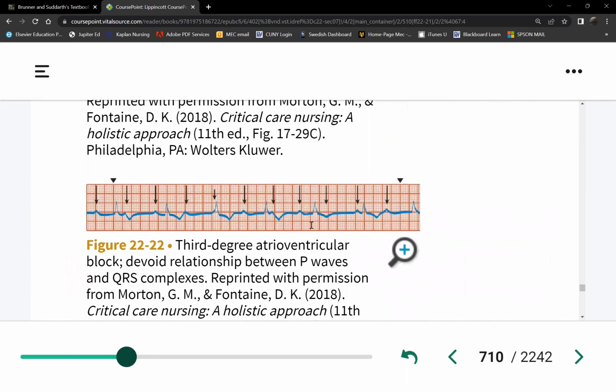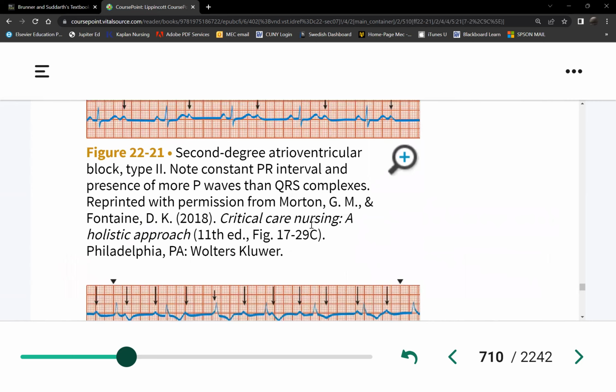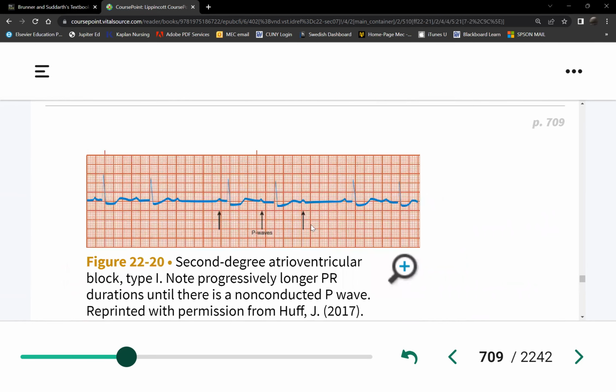Here is second degree type 2. Okay, let's look at type 1 first. So this is second degree type 1. In second degree type 1, there is a progressive lengthening of the PR interval, which means the PR interval will be long, gets longer, and even longer. So the first beat will be long, meaning longer than 0.2 seconds. And then it'll go even longer and even longer. And then on the fourth, it will drop a beat.